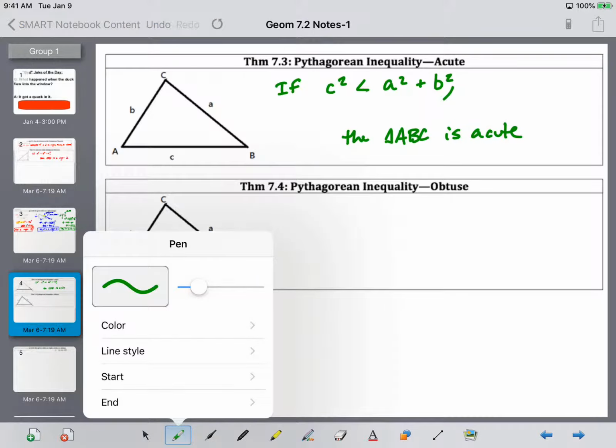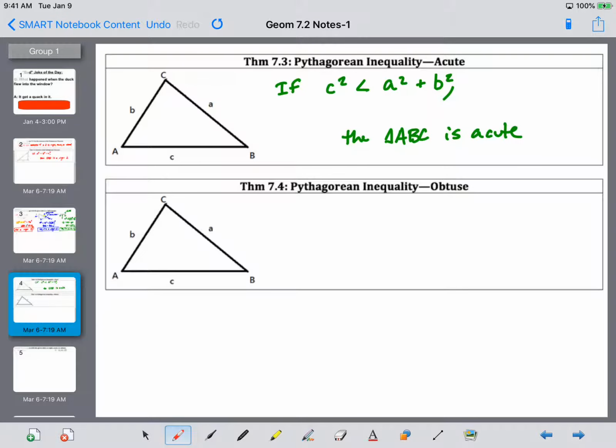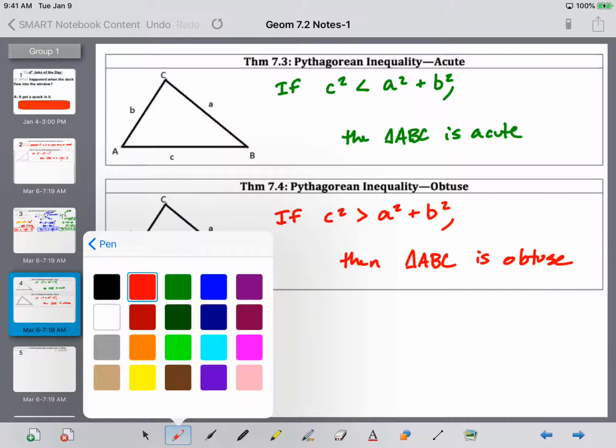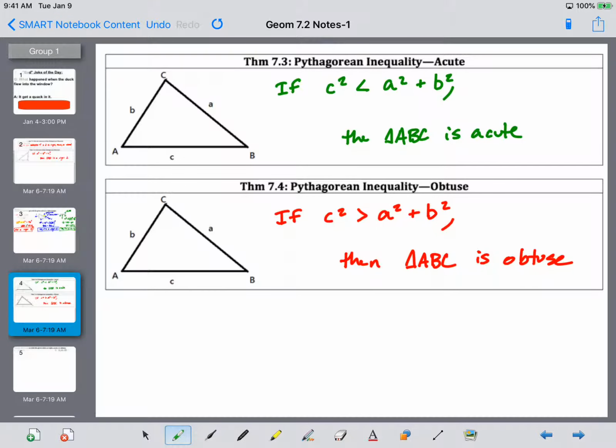All right, and on the other hand, if you take the hypotenuse squared and it ends up being larger or greater than a squared plus b squared, then the triangle is obtuse. All right, so you have an obtuse triangle if the hypotenuse squared is bigger than the sum of the other two sides squared.